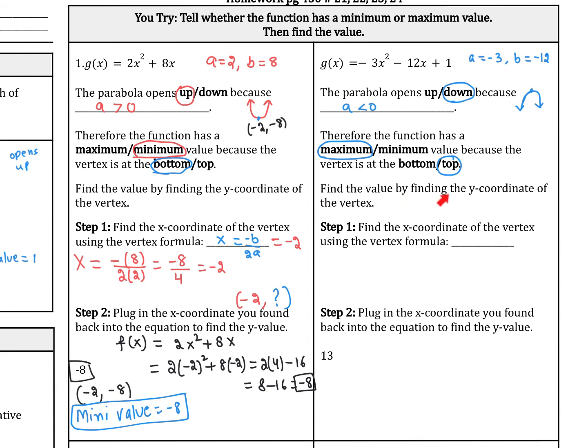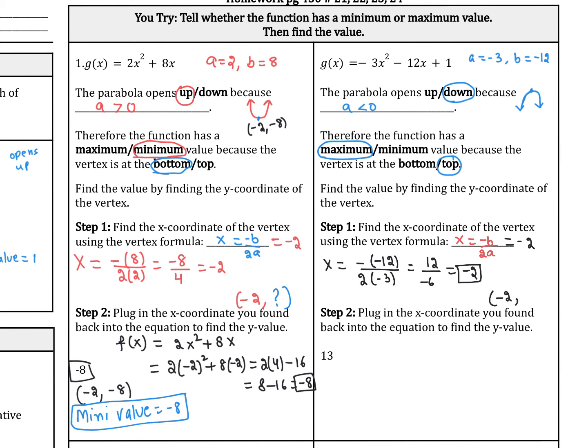You're going to find the y coordinate of the vertex. To find the y coordinate of the vertex, step number 1 is to find the x coordinate of the vertex using the formula x equals negative b over 2a. And here you have x equals negative b, b is negative 12, divided by 2 times a. So you got here 12 divided by negative 6, and that's going to be negative 2. The x coordinate is negative 2.